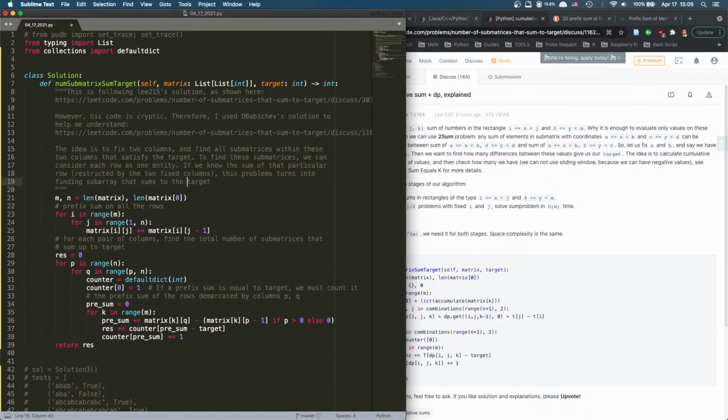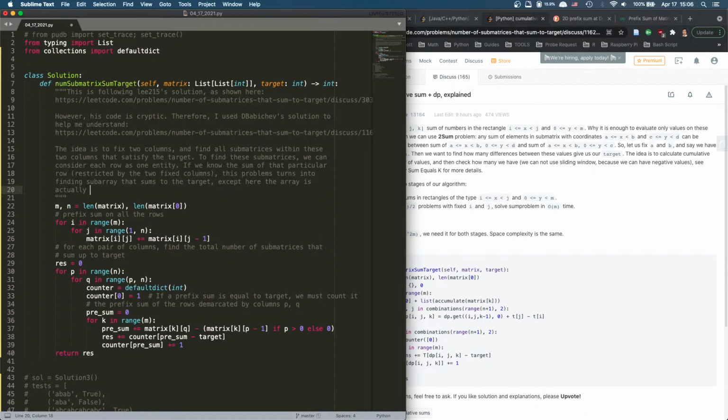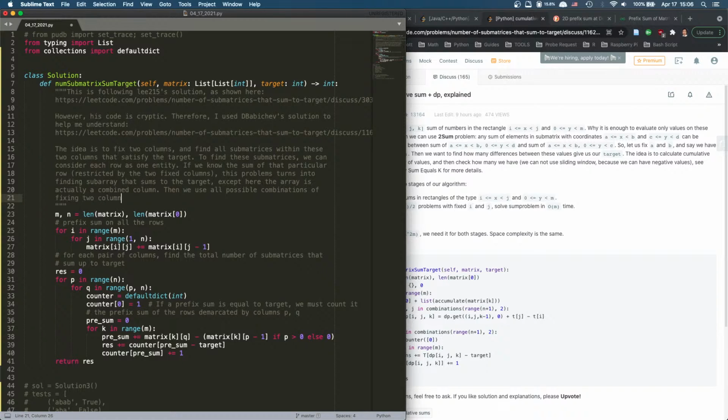All right? The subarray sums to the target, except here the array is actually the column, a combined column. Right, and then we use all possible combinations of fixing two columns, and the problem is solved.